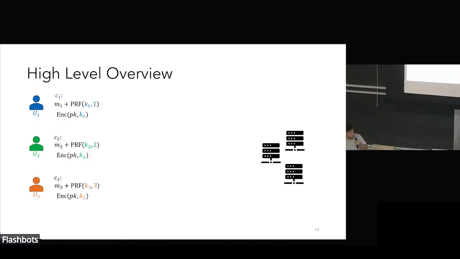To see how we achieve this, let's look at a high-level overview of our construction. Suppose that users 1, 2, and 3 here each want to encrypt a transaction. We're going to start with a very simple one-time-pad style encryption. So user 1 here encrypts message 1 by sampling a PRF key, K1, and evaluating the PRF at index 1 in order to put a mask on the message M1. And to make this decryptable, the user also attaches to the ciphertext an encryption of K1 under the public key of the committee. And the same is repeated by users 2 and 3 for their respective indices and their secret PRF keys.